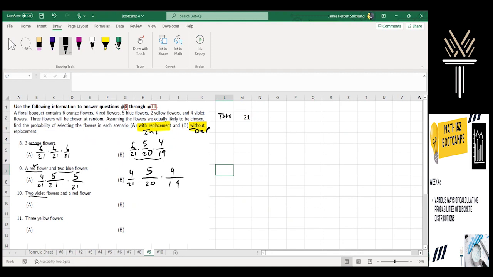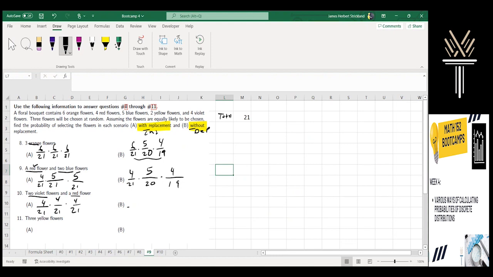For the violets, we have 2 violets and then a red. So we're going to have 21 all 3 times because replacement puts them all back every time. 2 violet, so the violet would be 4. 4 violets each time. And then the red, that's just 4.